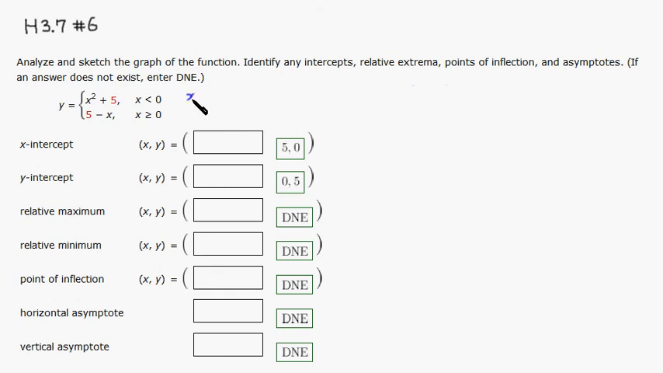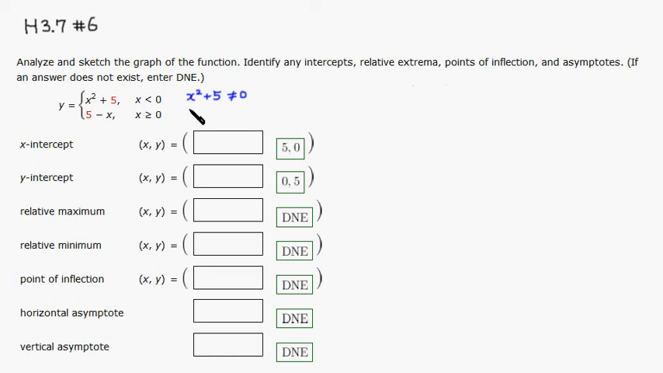So you have x squared plus 5, right? Then you realize that x squared is always non-negative, and you're adding 5 to it. So this quantity is always positive. So this is never equal to 0, right? So we cannot get the x-intercept from here.